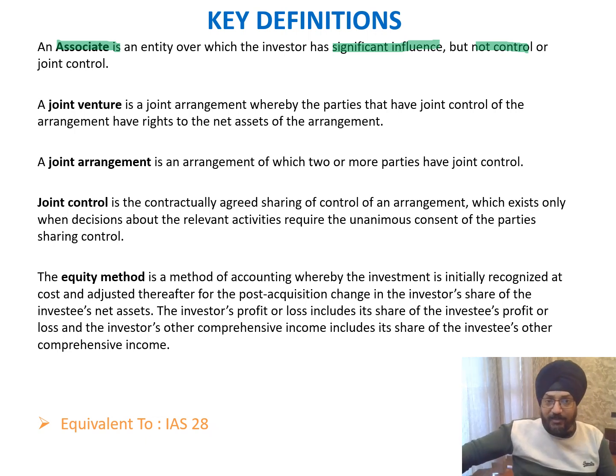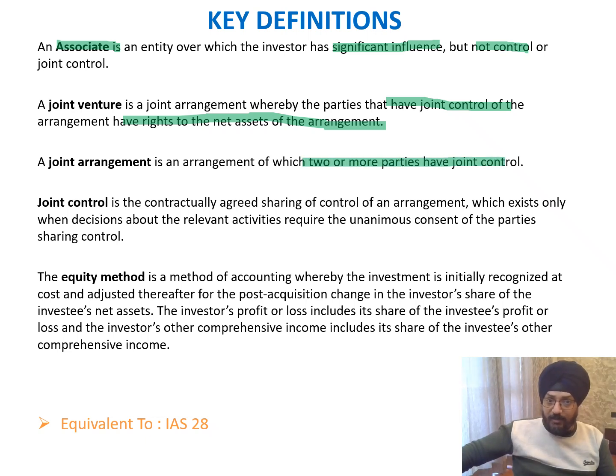A joint venture is a joint arrangement whereby the parties have the joint control. So if it's a particular business, a joint venture wherein both the parties have the joint control over the operations, or the net assets of the arrangement, then this is a joint venture. A joint arrangement is an arrangement in which two or more parties have joint control.